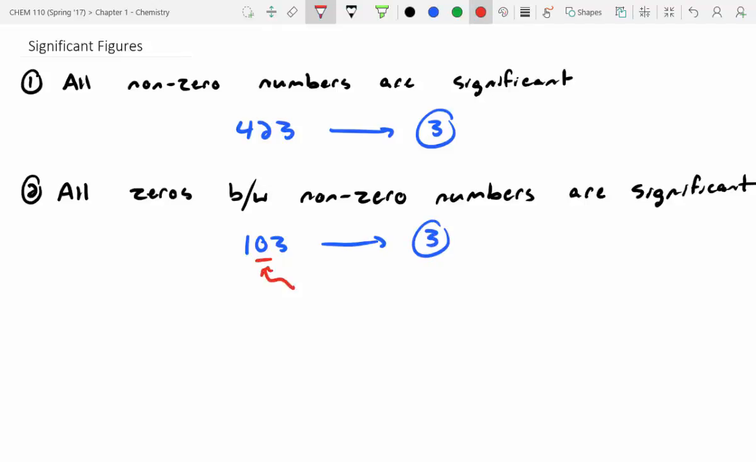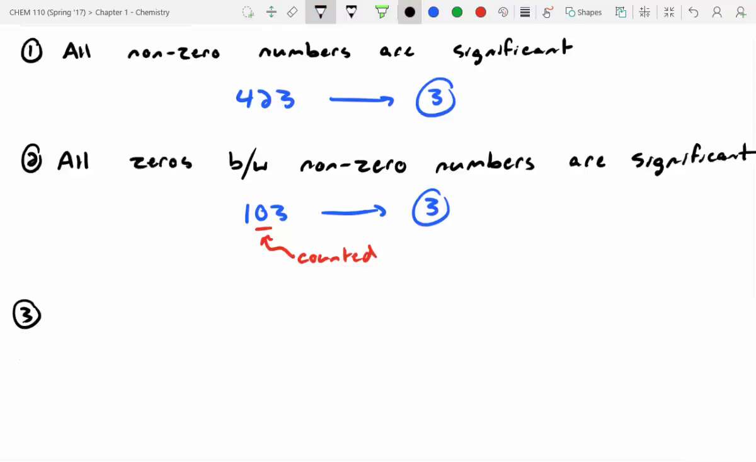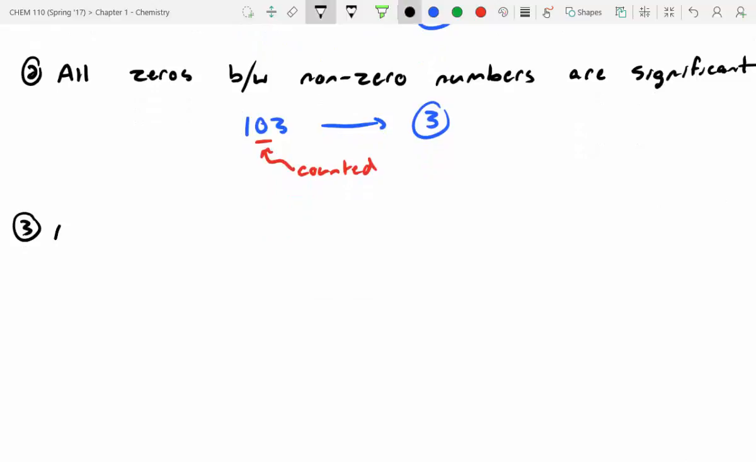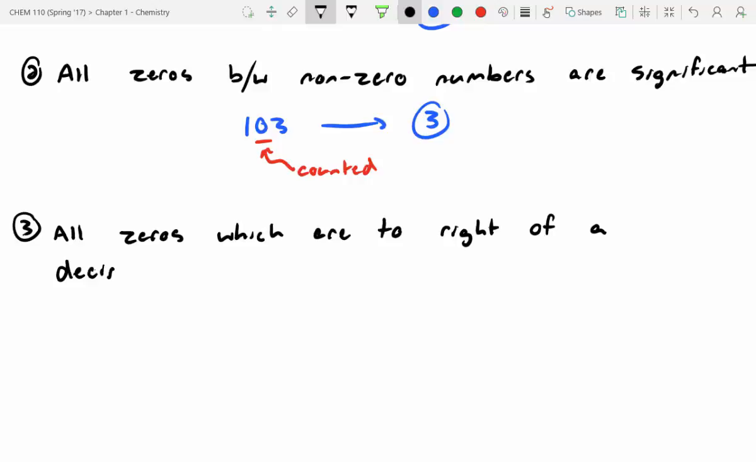This is counted. People oftentimes get that mixed up. They think that any 0 doesn't get counted. That's not always true. All right, the next one is that all zeros which are to the right of a decimal are significant. Actually, I should be more careful when I say that. I'll put an "and at the end of the number."